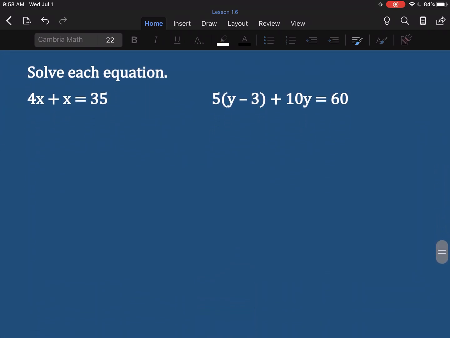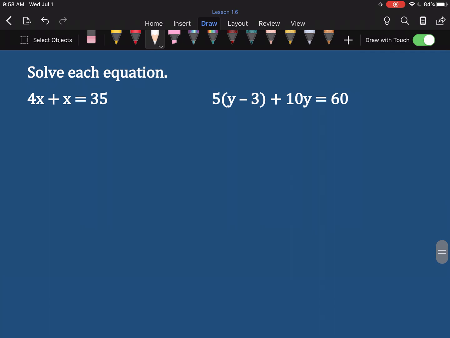And last, solving equations. So this first equation, we have 4x plus x is 35. Be a lot easier if we put those things together. If I have 4 x's and then I pick up 1 more x, don't I really have 5 x's? And isn't that a whole lot easier to solve? Bingo, bango, bongo, on with our lives.